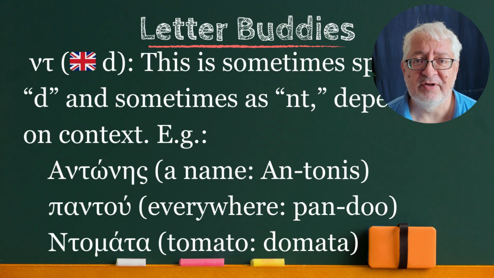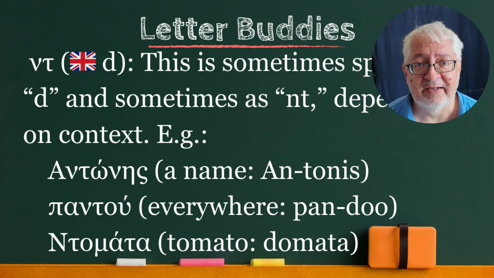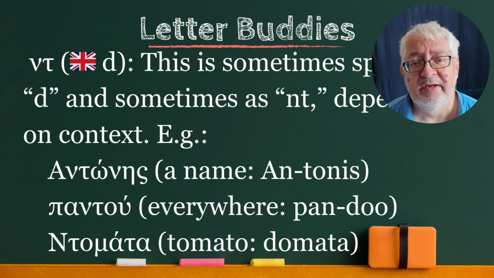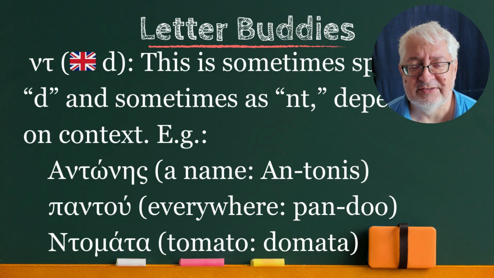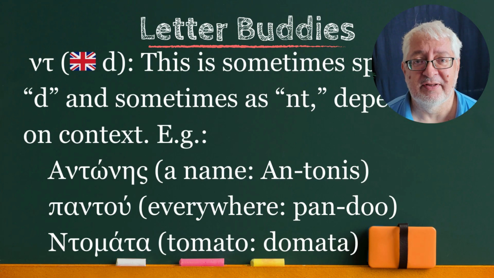So there's a range of pronunciations. This is partly historical, so when there is a syllable break between them, like Andonis or Pandu, then you separate the two. Sometimes they are together because, like domata, it's a foreign word that has a D sound, and so there is no reason to separate the two.